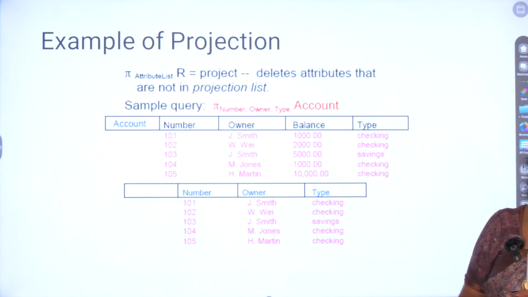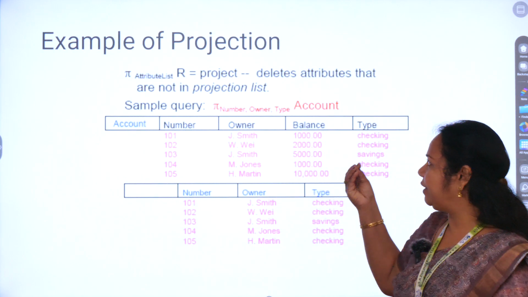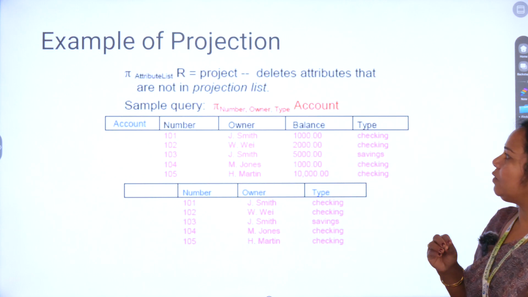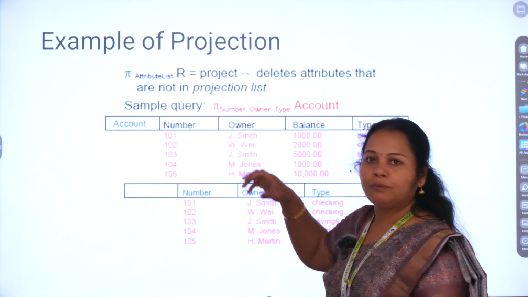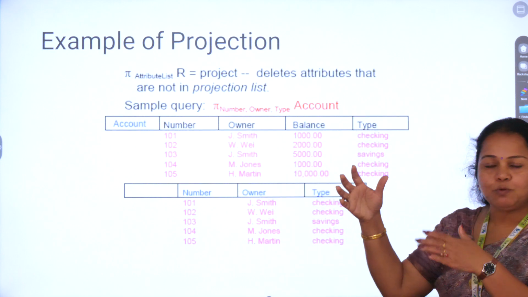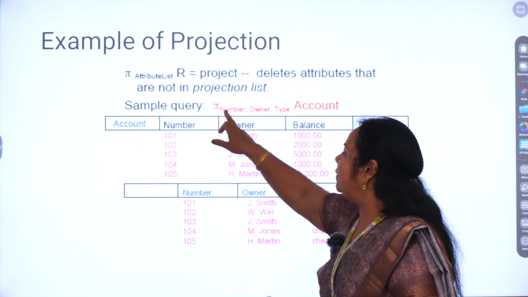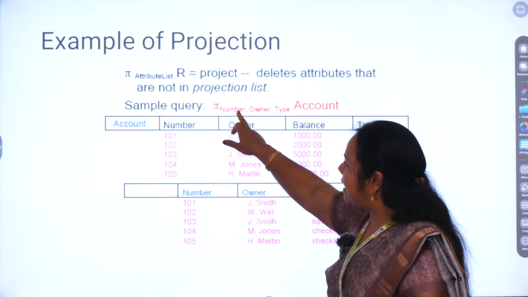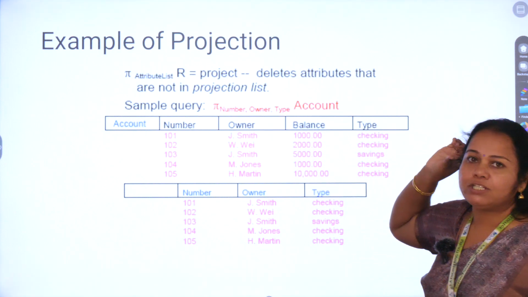The next is projection. For projection we use the notation pi. Here we give the attribute list. We are going to project the attributes from the relation. So we can write pi of the attribute list, that is number, owner, type, on account, where account is the relation name.